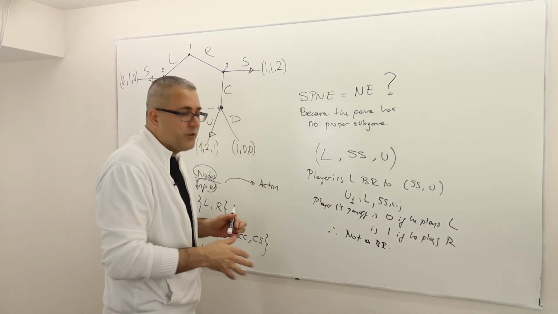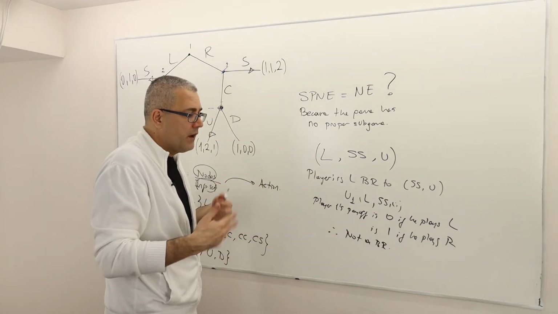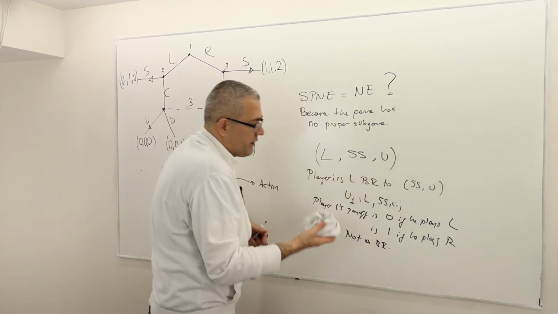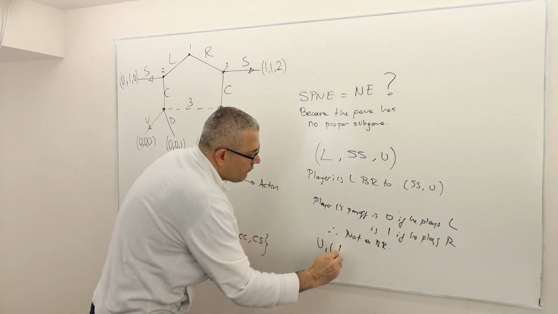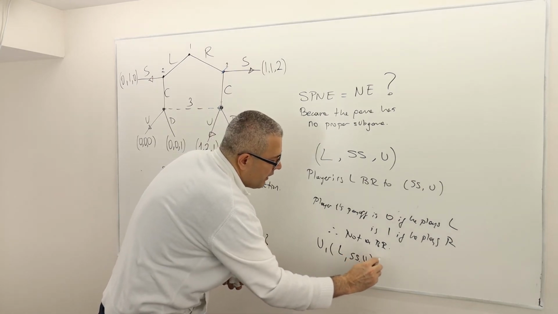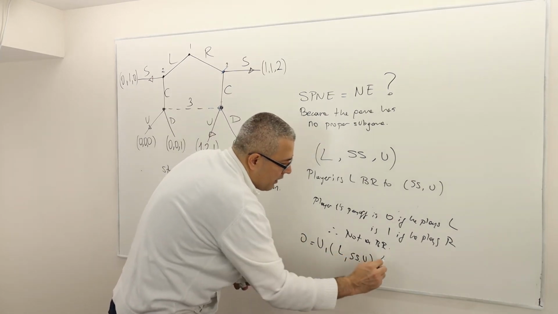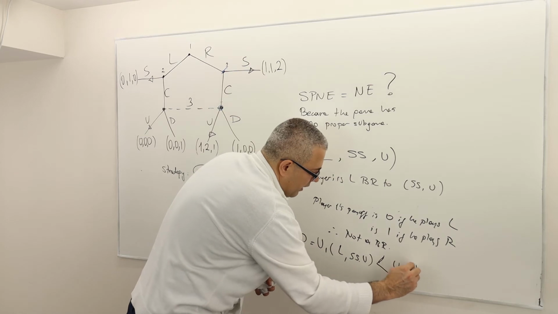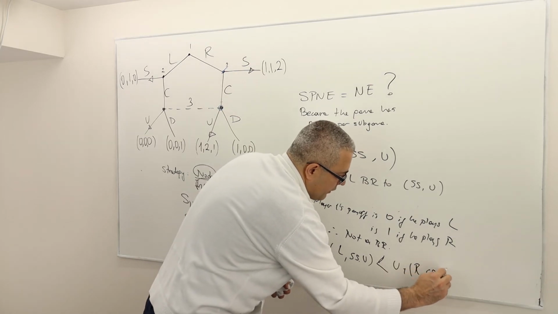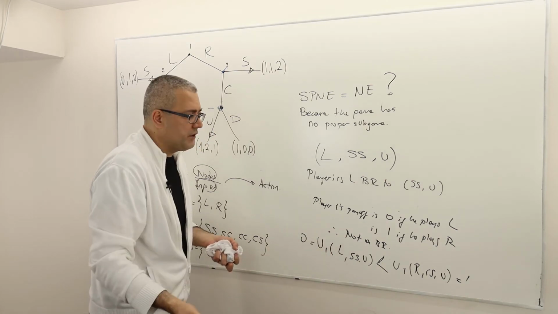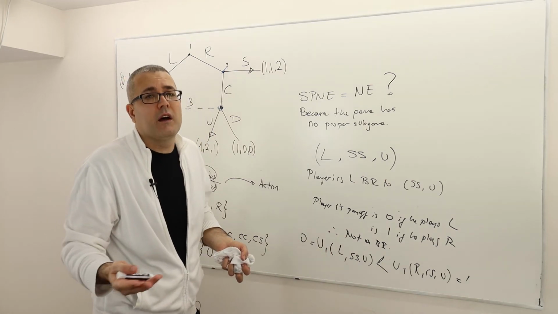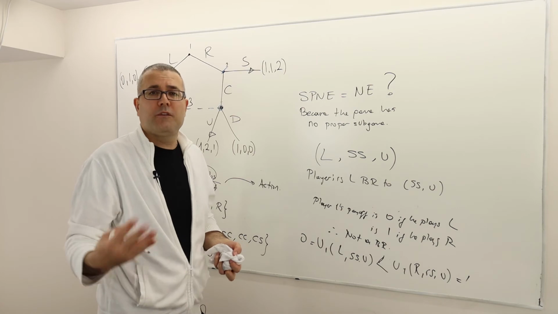Or alternatively, so that structure is more than enough. Alternatively, of course, you can say, instead of doing this, U1(L, S S, U), which is equal to 0, less than U1(R, S S, U), which is equal to 1. Therefore, L is not a best response. That's another way of sort of stating it. Both of them are okay.